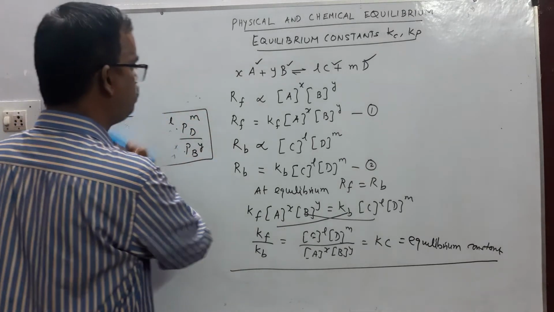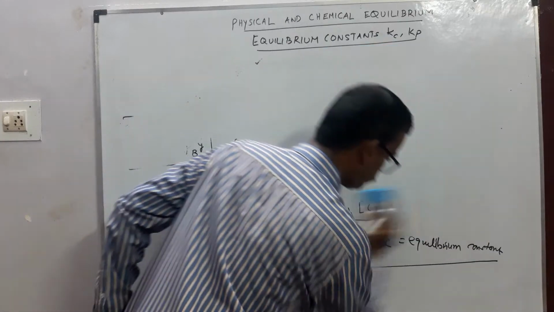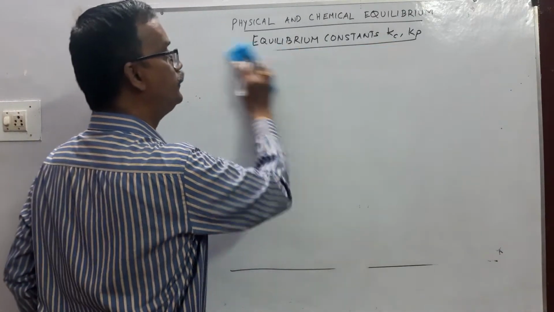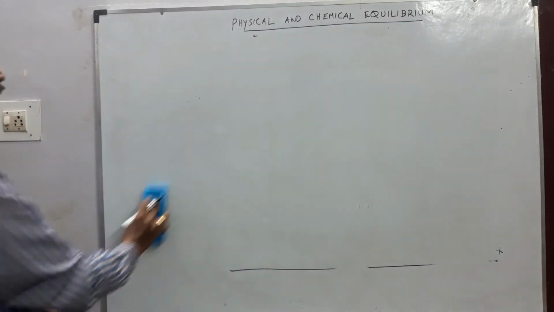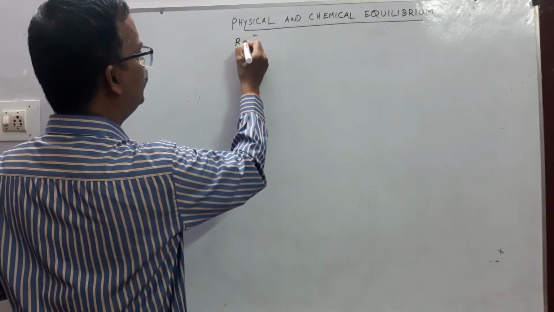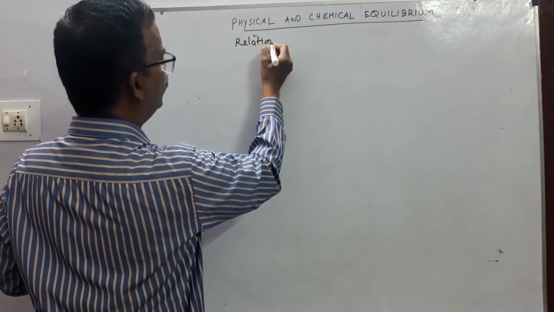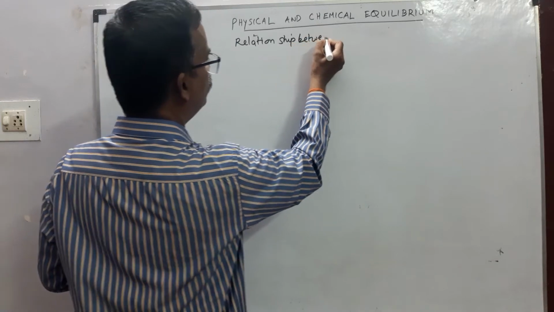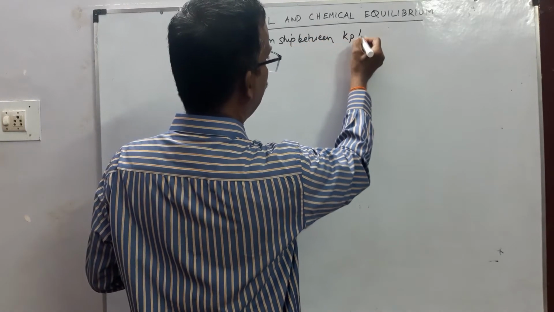Next, very important 5 mark question. Relationship between Kc and Kp.